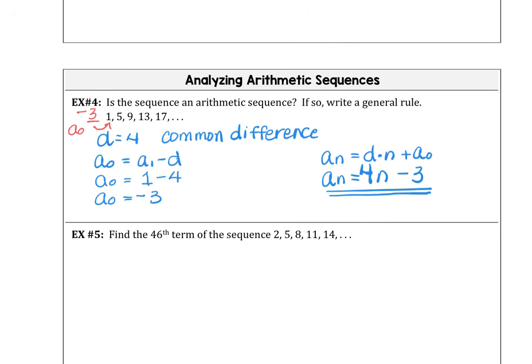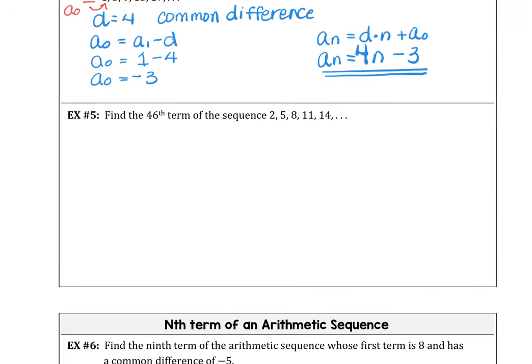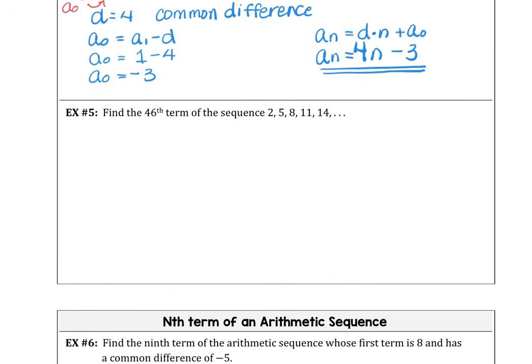For example 5, we want to find the 46th term of the sequence if we have 2, 5, 8, 11, and 14. So our first task is to find what the common difference is between 2, 5, 8, 11. So 5 minus 2 is 3. 8 minus 5 is 3. 11 minus 8 is 3. Our common difference is 3.